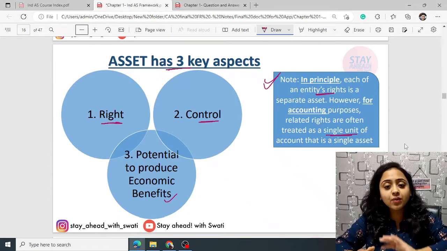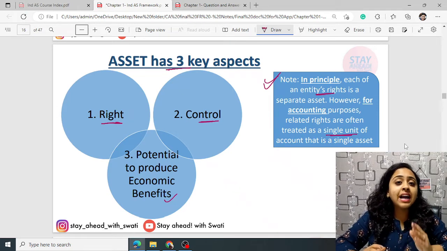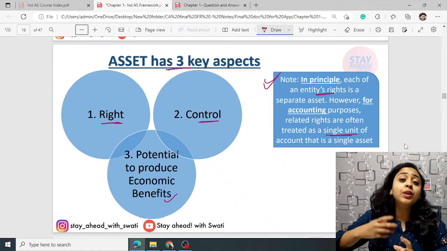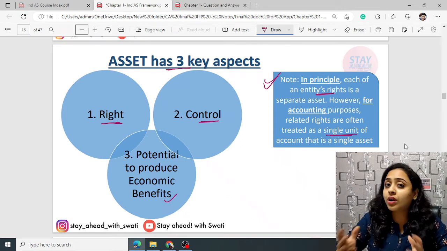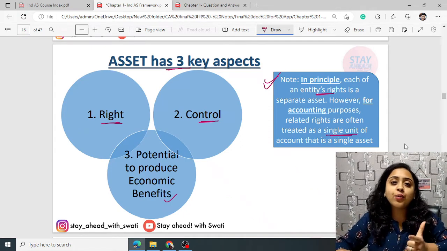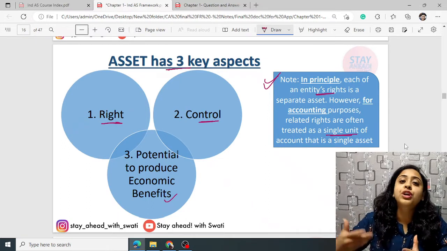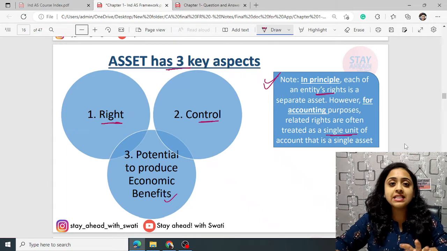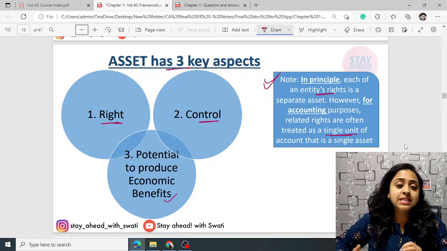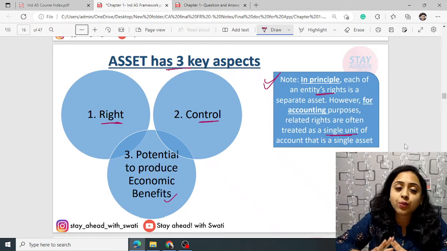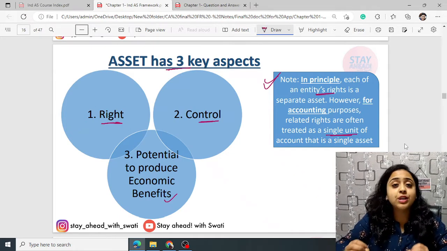There we have covered this last slide, which said that any economic resource that needs to be recognized as an asset must have 3 key aspects. What are those? Those are right, control, and potential of future economic benefits. Now these pointers will be elaborated further, and in detail we'll see when right is considered, when control is considered, and what we actually mean by potential to produce economic benefits.